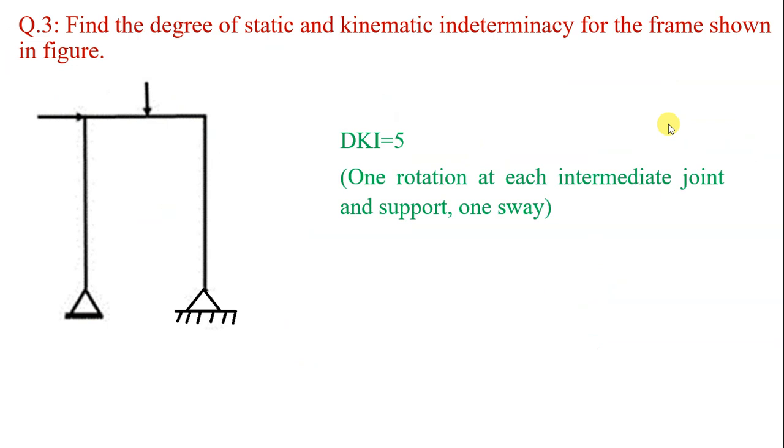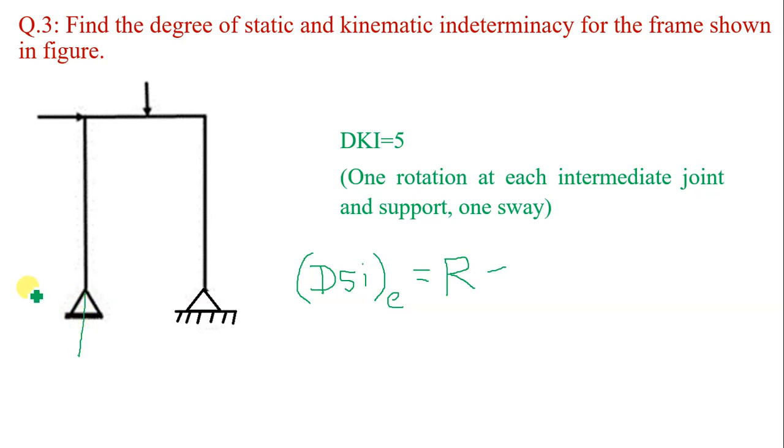The third one is: find the degree of static and kinematic indeterminacy for the frame shown in the figure. Now the static degree of indeterminacy, denoted by DSI, is related to the external reactions, since it is external. We can write DSE equal to capital R, where capital R is the number of unknown reaction components minus the available equilibrium equations. Now in this case, let us calculate the unknown reactions.